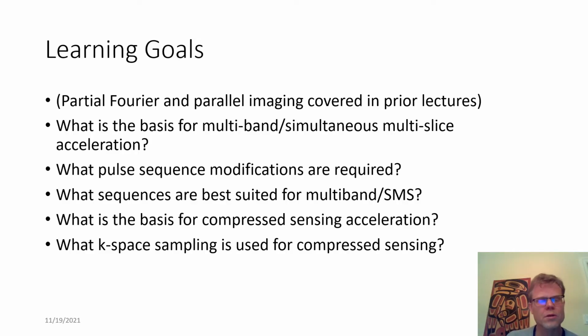So here are the learning goals for this lecture. I'm going to briefly talk about partial Fourier and parallel imaging, although they're covered in detail in prior lectures. Then, what is the basis for multiband and simultaneous multislice acceleration, what pulse sequence modifications are required, and what sequences are best suited for this method. And then for compressed sensing, what is the basis of compressed sensing acceleration and what k-space sampling is used for compressed sensing.